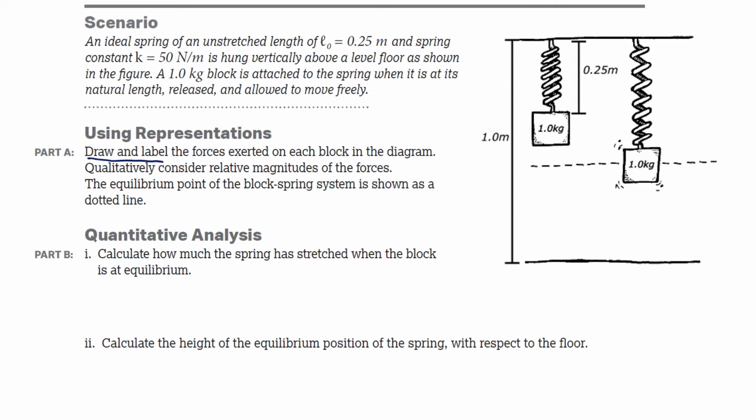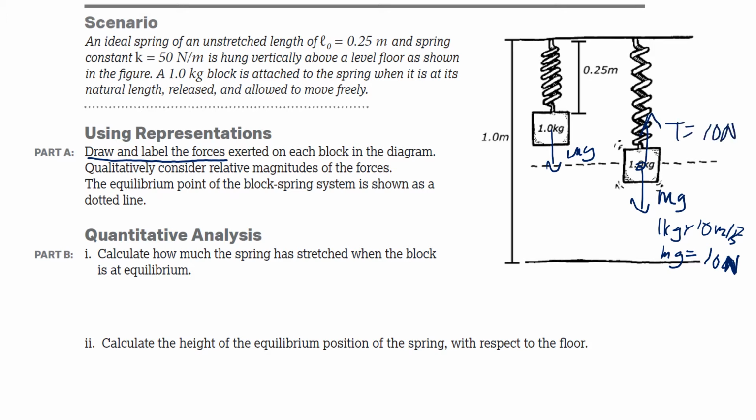So here, part A is pretty darn easy. It just wants us to draw and label the forces. So obviously we have mg, right? And we know mg: the mass is 1 kilogram times 10 meters per second squared. So mg is equal to 10 newtons. That's pretty easy. This is an N, by the way. And then on top we have tension, and this tension is going to be 10 newtons. Initially, the tension is not, but it will get to equilibrium here.